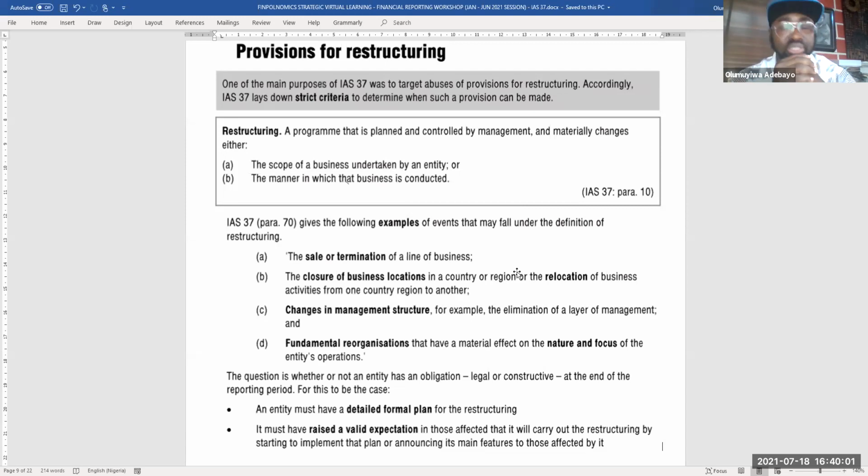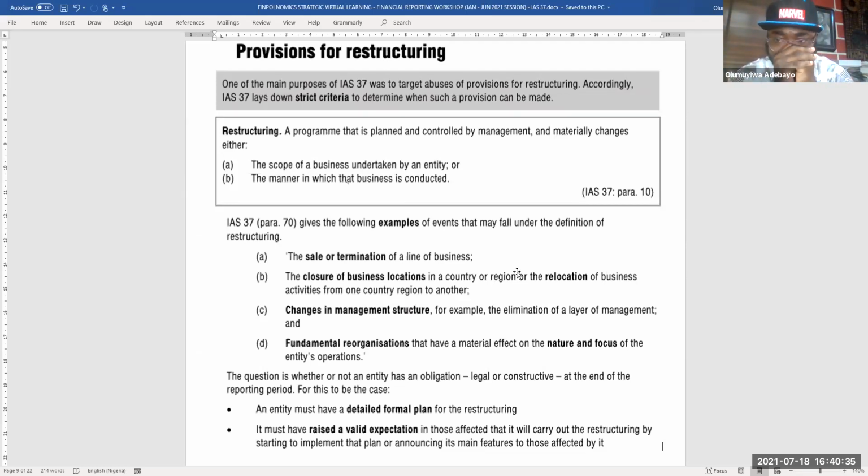Now, the first condition is that restructuring costs will only be provided for if the management has demonstrated by way of detailed plan that they are committed to such a restructuring, which means it's not by way of consideration. Rather, the whole process of that restructuring has been agreed upon and has been formalized. That is the first condition.